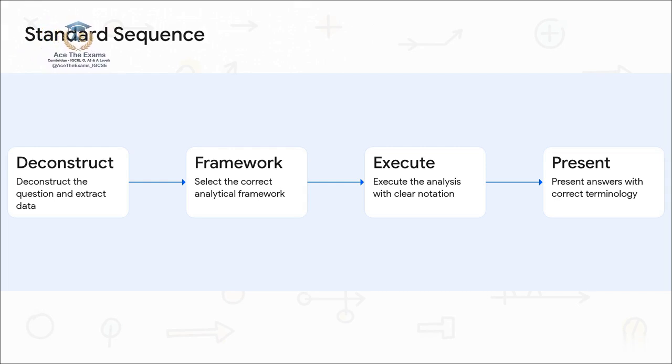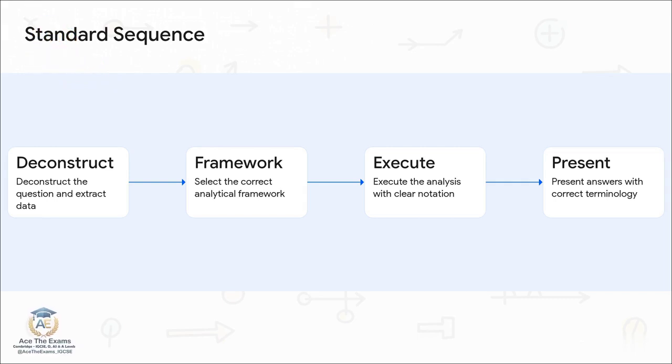Step 2, extract relevant data. Write down your knowns clearly on the side of the page. If the wavelength is 400 nanometers, write it down. And don't forget to convert nano to 10 to the -9 right then and there. Step 3, select the analytical framework. Are we using the wave equation to find frequency first, and then plugging that into the quantum equation? Map it out.